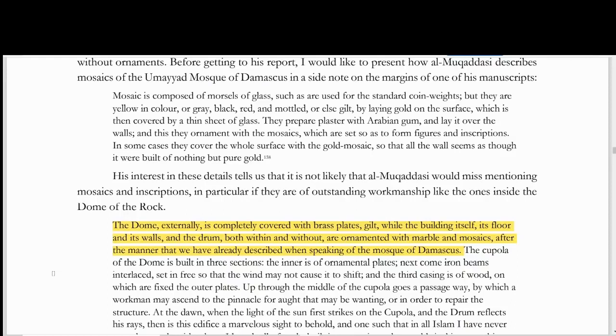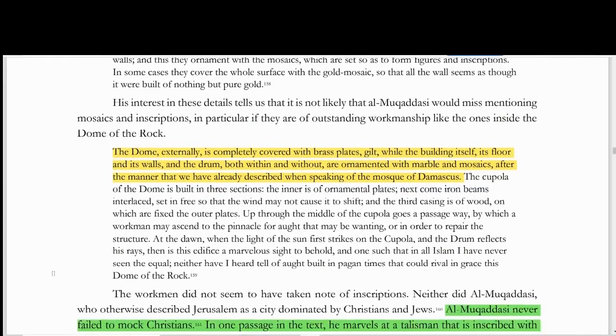They prepare plaster with Arabian gum and lay it over the walls. Thus they ornament with the mosaics, which are set so as to form figures and inscriptions. In some cases they cover the whole surface with the gold mosaic, so that all the walls seem as though built of nothing but pure gold. His interest in these details tells us that it is not likely that he would miss mentioning mosaics and inscriptions, in particular if they are of outstanding workmanship like the ones inside the Dome of the Rock.